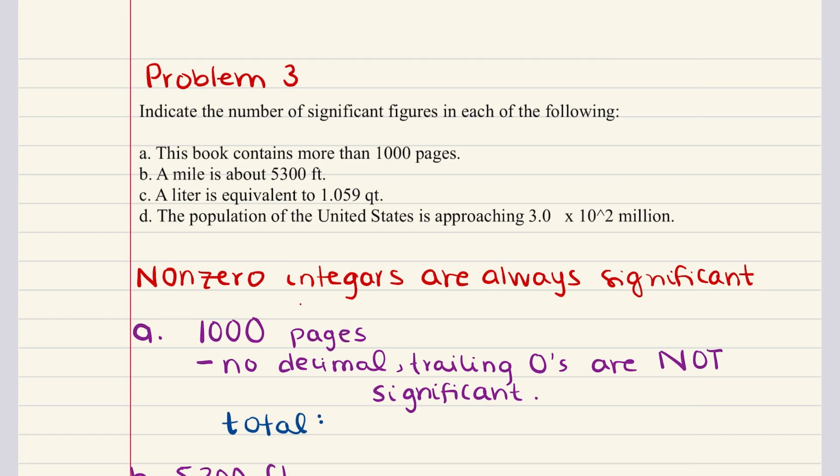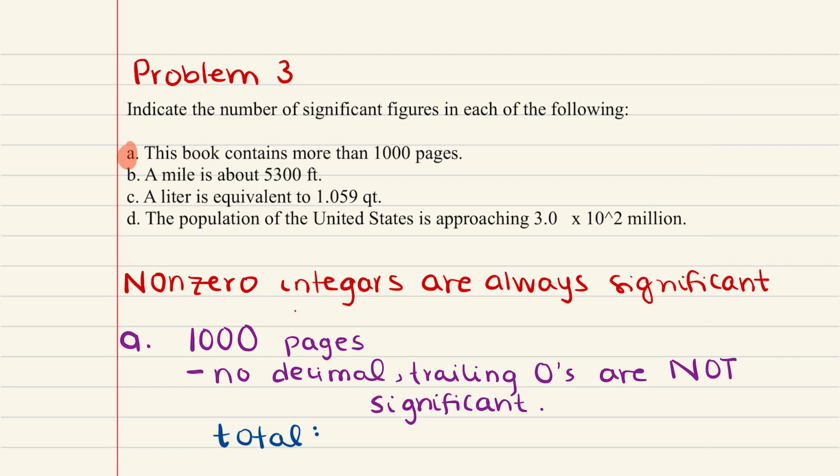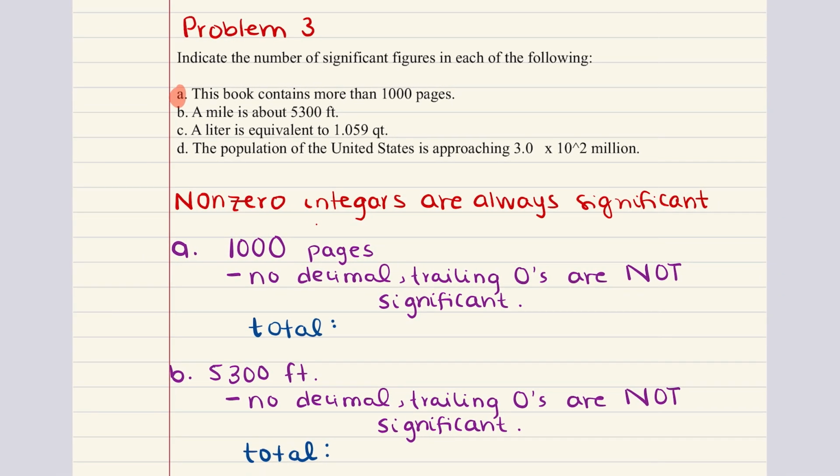Problem number 3 says indicate the number of significant figures in each of the following. A says this book contains more than 1,000 pages. So for 1,000, how many significant figures does 1,000 have? Well, let's recall some important rules on significant figures, specifically for zeros. When there is no decimal, trailing zeros are not significant. So that means these 3 zeros right here are not significant because they are trailing zeros and there is no decimal point.